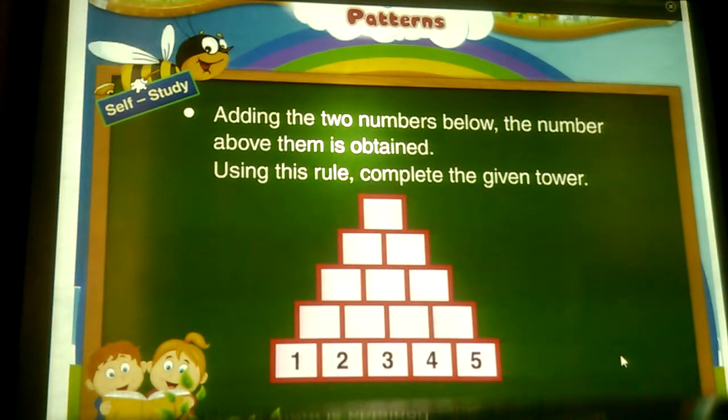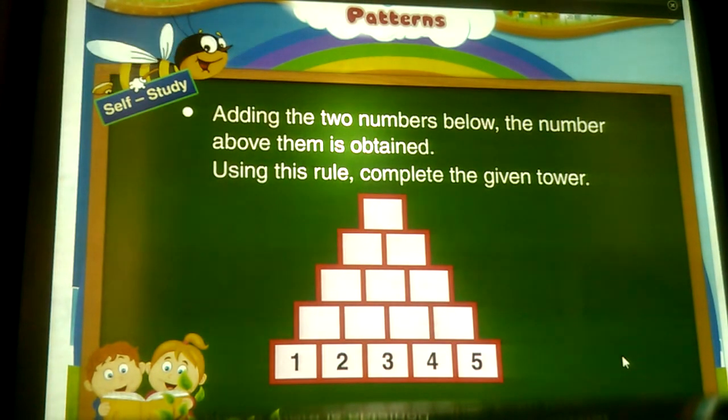Self-study. Adding the 2 numbers below, the number above them is obtained. Using this rule, complete the given tower.